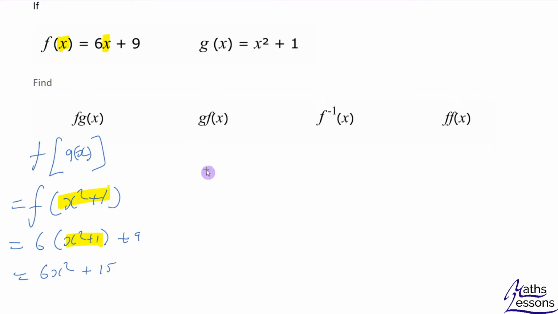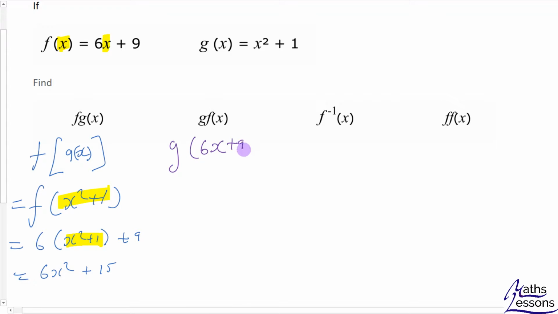Okay, so same again. This time we've got f of x and we're putting it into g. So we've got g and we're going to put f of x into that. So doing g of 6x plus 9, and that equals, now if we take 6x plus 9 and put it in where the x is in g, then we're going to end up having to square that. So we get (6x plus 9) all squared plus 1.